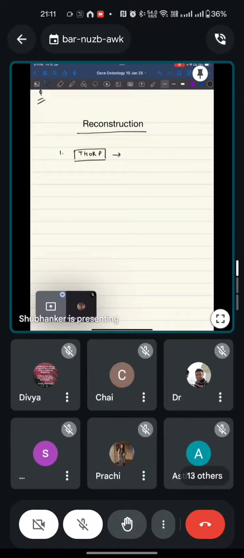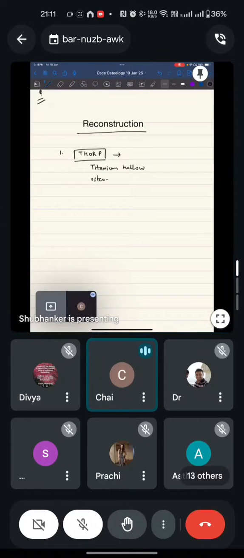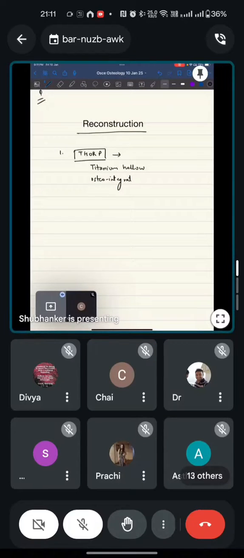The full form stands for titanium hollow osseointegrated reconstruction plate. Great. Just in a while you'll see the image of this osseointegrated recon plate. But this full form you should remember, this is important.